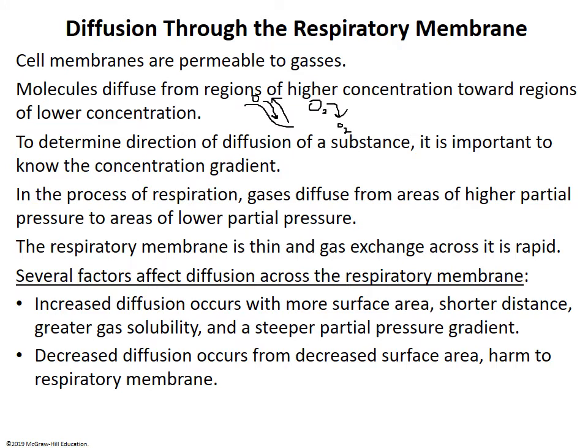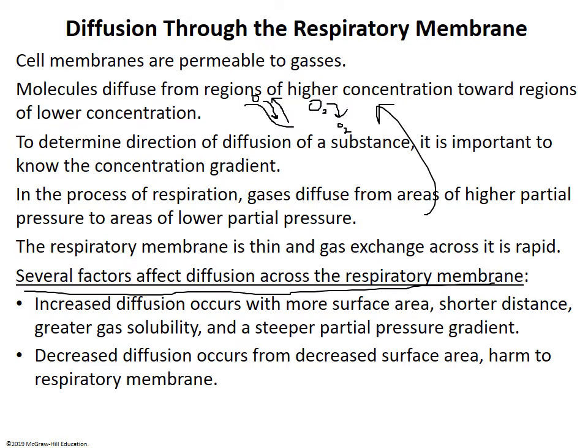So in the process of respiration, gases diffuse along areas of higher partial pressure to areas of lower partial pressure. Again, that's just saying the concentration thing in a different way. Now, the way this works is the respiratory membrane is set up where it is very thin, right? And there's a long space where the capillary runs across it. So there are things that will affect, and it says down here, factors that affect diffusion across the respiratory membrane.